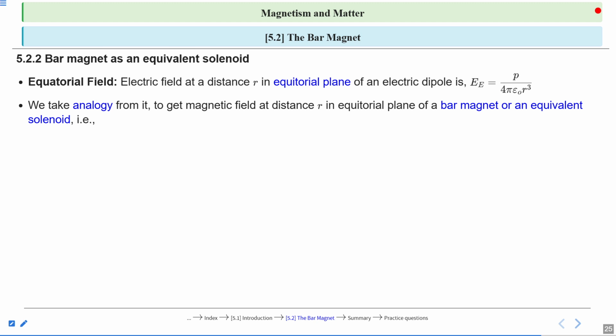or an equivalent solenoid. So B_E will be equal to mu naught by 4 pi m by r cube. So for a point lying on the equatorial line, the magnetic field due to the magnetic moment of the solenoid or bar magnet will be this, mu naught m upon 4 pi r cube. Got it?